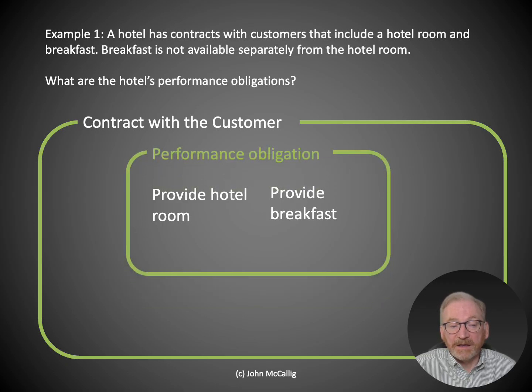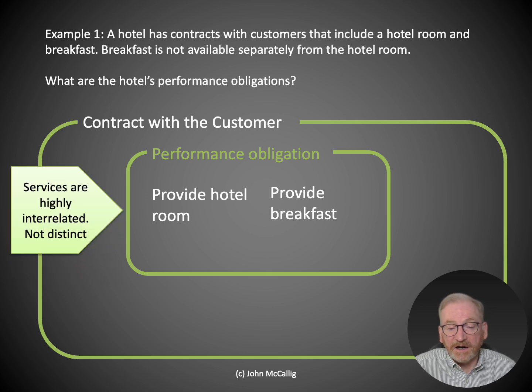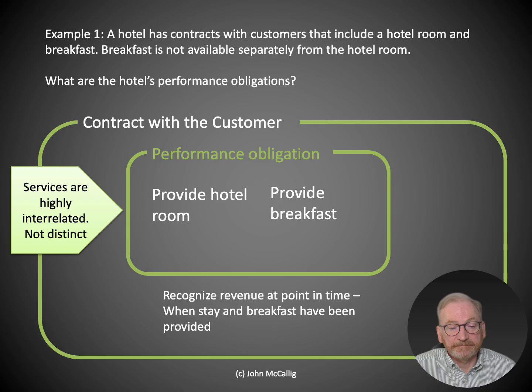So a performance obligation like this, if you can only buy the hotel room and the breakfast as a package, then they're not discrete. They're highly interrelated, and we should recognize the revenue from them together. If, however, breakfast is a separate contract with the customer, then it might be regarded as discrete. Okay, so this is something that we've got to decide on for our revenue recognition policy.